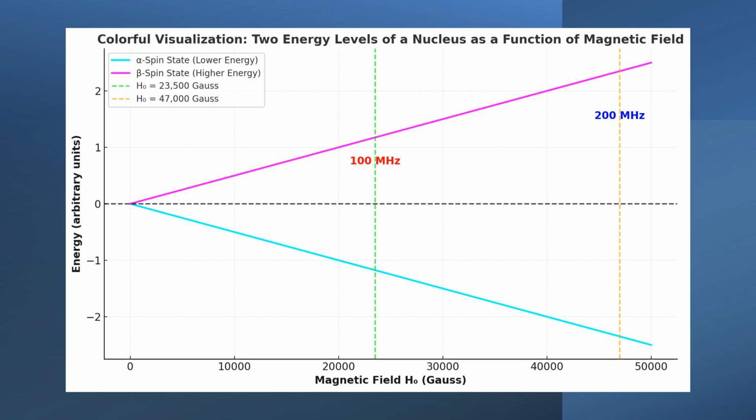At H0 equals 23,500 Gauss, the energy difference corresponds to a frequency of 100 megahertz, shown by the green dashed line. Similarly, at H0 equals 47,000 Gauss, the energy difference corresponds to 200 megahertz, indicated by the orange dashed line. The slope of the energy levels indicates the proportionality of the energy difference delta E to the applied magnetic field.